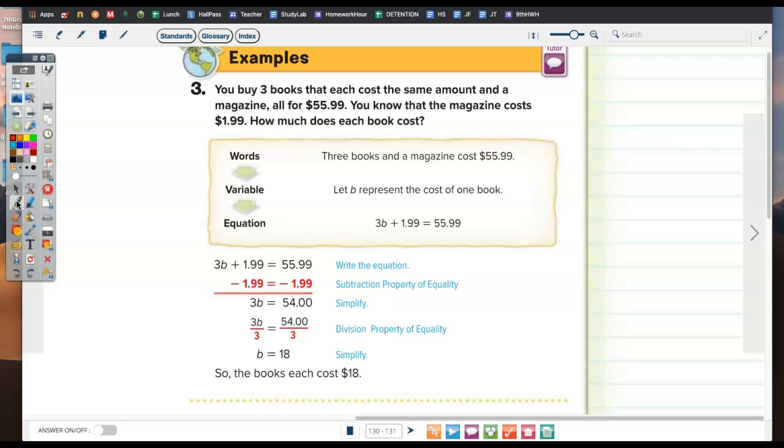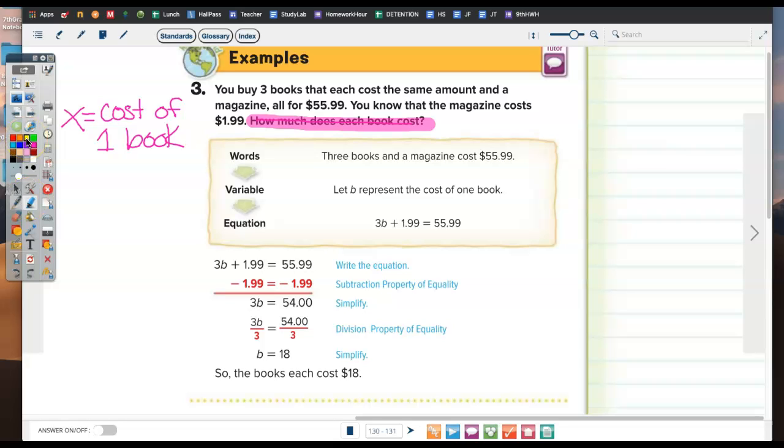Okay. First of all, we need to define that variable. What are we missing? What is it that we're trying to figure out? How much does each book cost? Okay, therefore, our variable x should be what? The cost of one book. Okay, that's defining the variable. So when I get an answer, it's going to be the cost of one book. Okay?